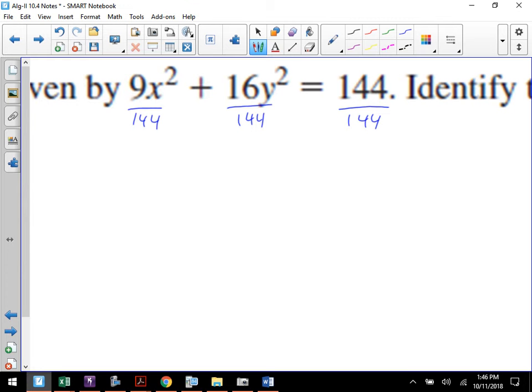What's 9 over 144? You should calculate it. It's 1/16. What do you think the other one's going to be? What's 16 over 144?